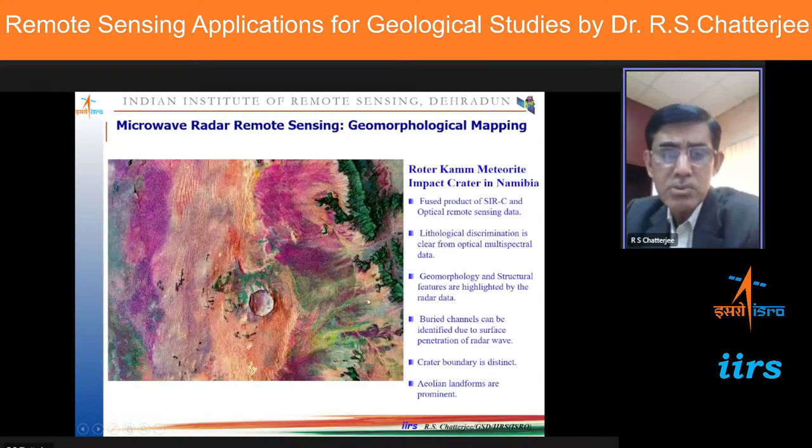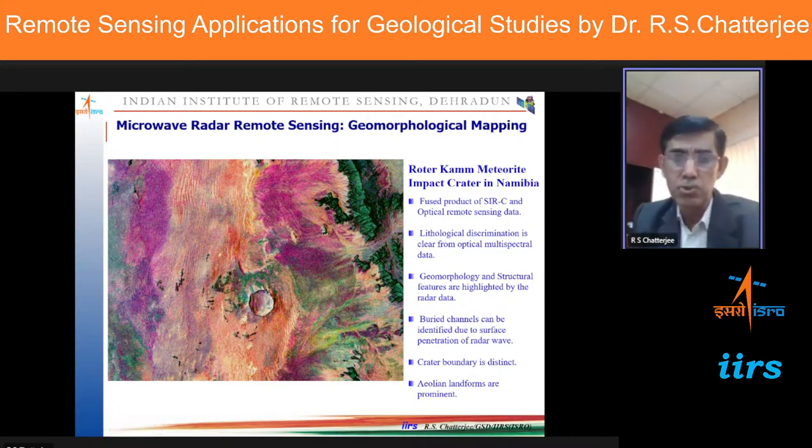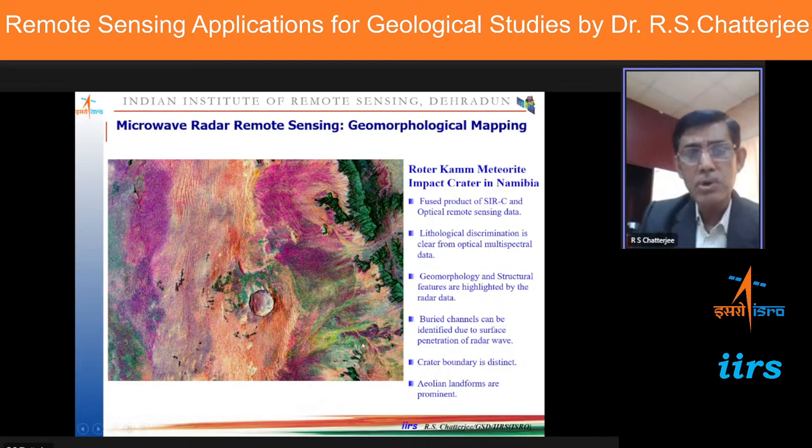Now in geomorphology, if we use this radar image along with optical image, this is basically a fused product. It's a merge of the optical multispectral image and the radar image together. From the optical image, we are getting the spectral information of the materials. But the radar image, as we have merged with the optical image, gives you all kinds of structural information, isn't it? Structure is very prominent, and because radar can penetrate, the buried channels are also visible here, isn't it? And some of the surface features that are not prominent in optical image.